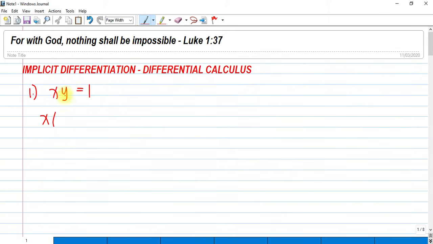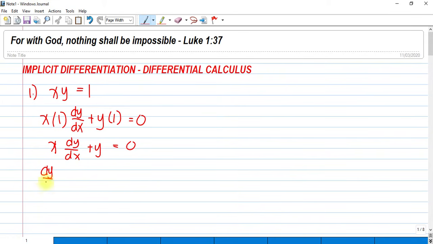So we have x times the derivative of y, but we have differentiated y with respect to x, plus copy y and differentiate x, we have 1, is equal to 0. So now we have x dy dx plus y is equal to 0. Now dy dx is simply equal to y prime, so we replace that: x y prime plus y is equal to 0. And this y prime is the derivative.